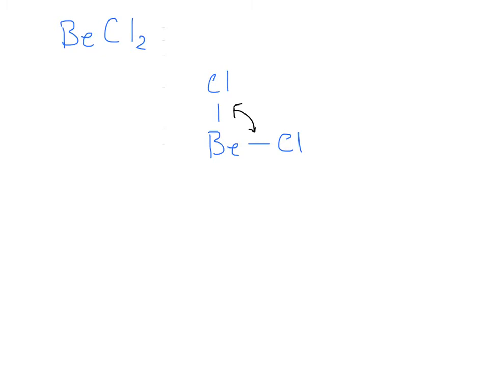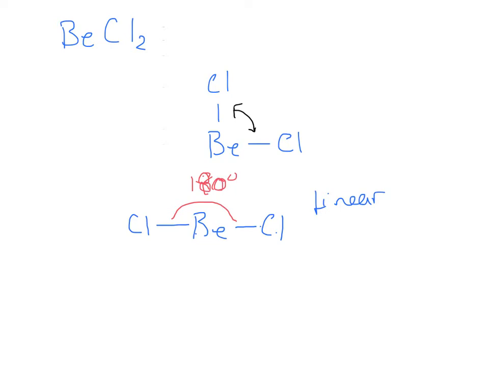So in reality, beryllium chloride actually has a structure like a line. It's called linear, like this. So this is linear. And we get an angle between them of 180 degrees. Excuse my drawing. So these bonds want to repulse each other as far away as possible.